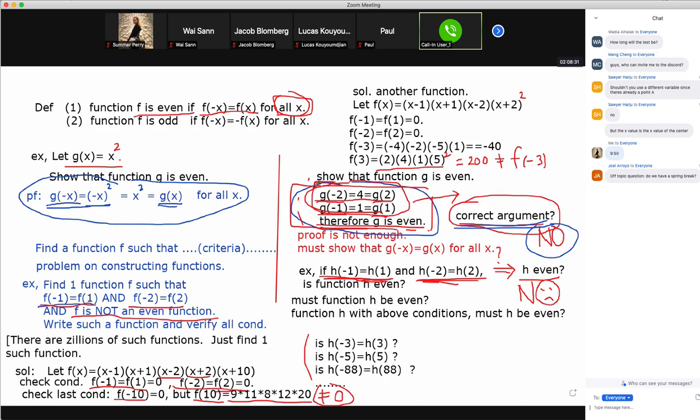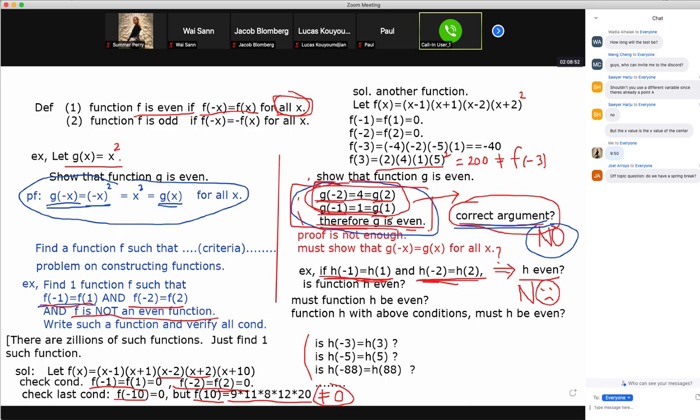This is the whole point. Yes, g is an even function. Yes, it is. But the proof is not proved. The fact that g is an even function is not proven. Do you get the logic here? Because students come to me and say, well, g of minus 2 is equal to g of 2 and g of minus 1 is equal to g of 1, so therefore g is an even function.